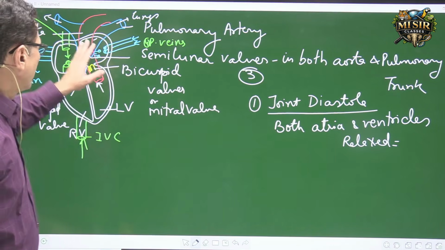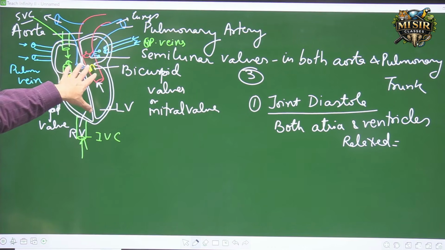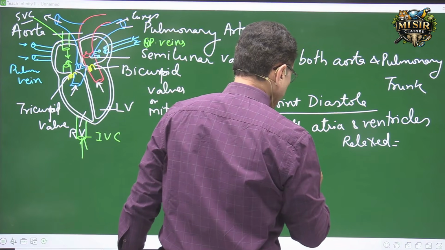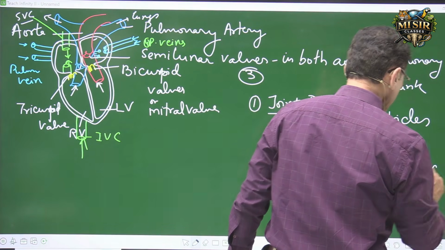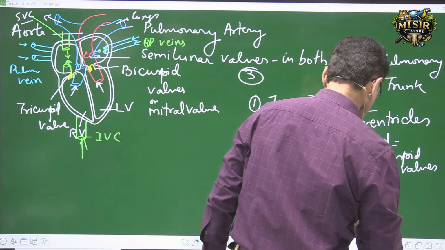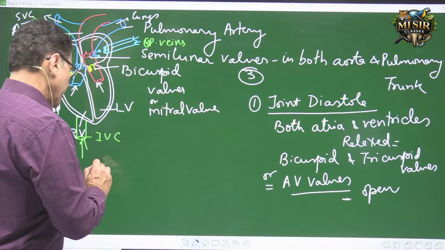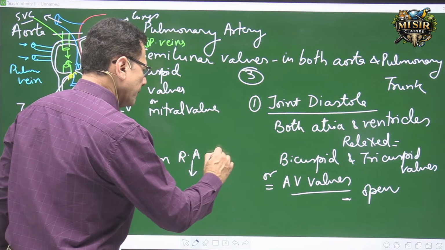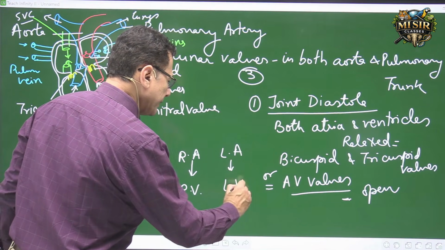During joint diastole, both the atria and ventricles are relaxed. These bicuspid valves are open, and these semilunar valves are closed. Bicuspid and tricuspid valves, also called AV valves, are open. As a result of this, what happens? The blood from the right atrium and the blood from the left atrium automatically comes into the right ventricle and left ventricle, as simple as this.